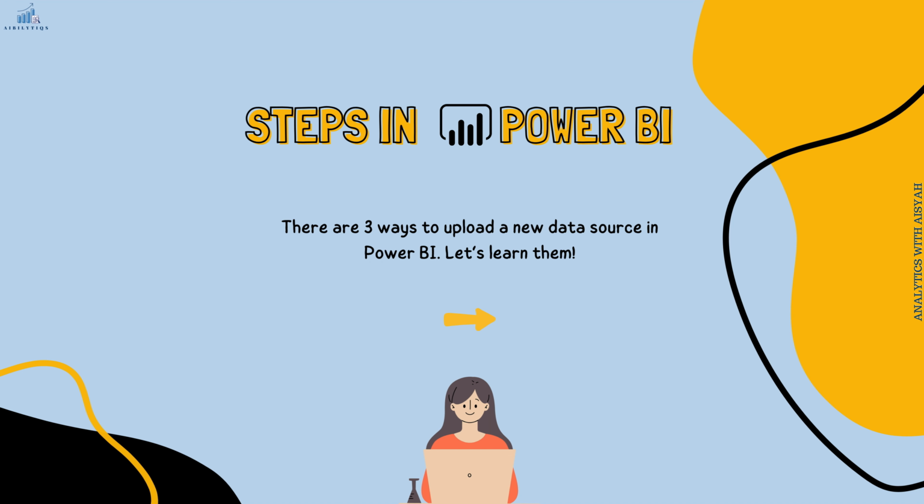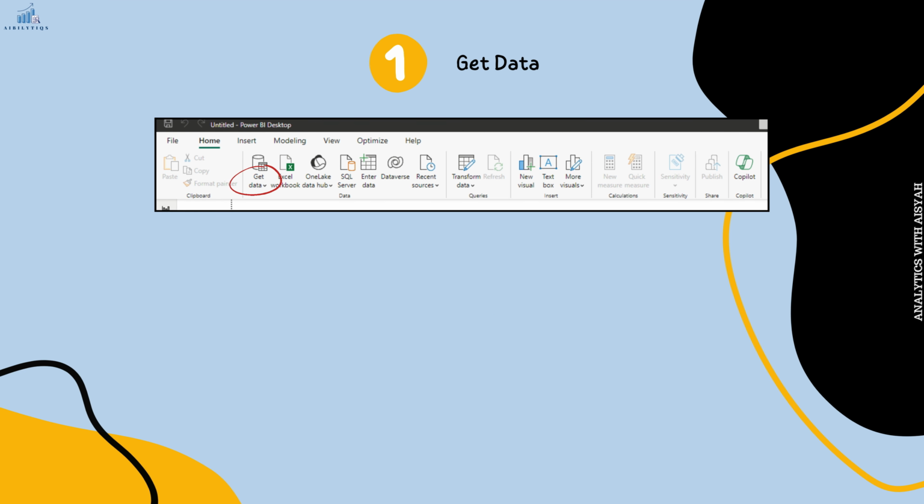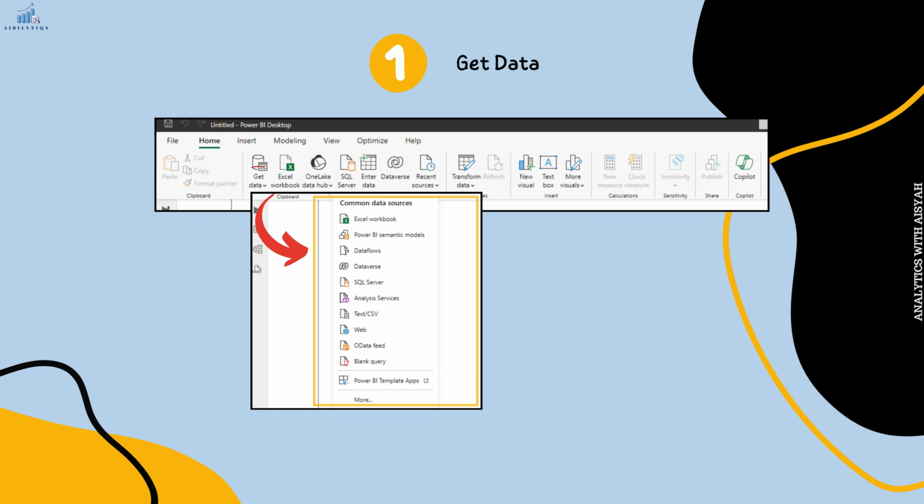Let's now move to Power BI. In Power BI, there are also 3 methods to upload a new data source. Let's learn them. The first method is by clicking on Get Data on the page header. Once you click that, you will see a list of common data sources drop down.